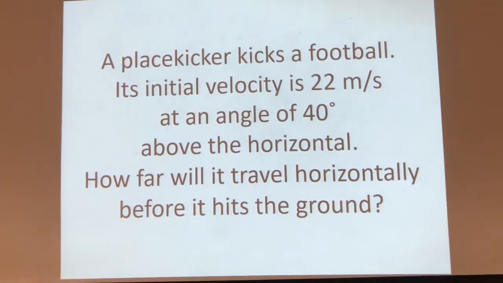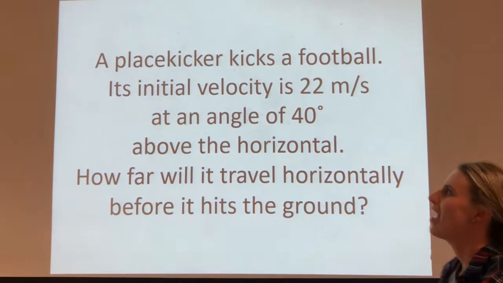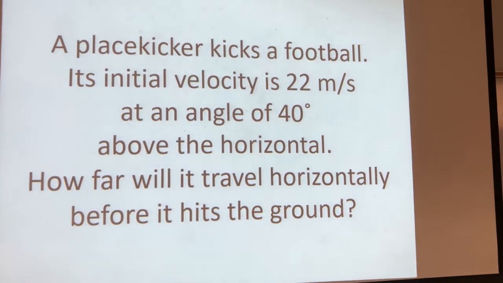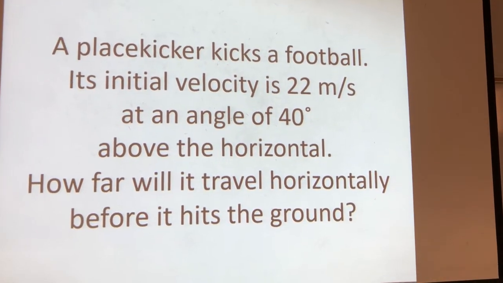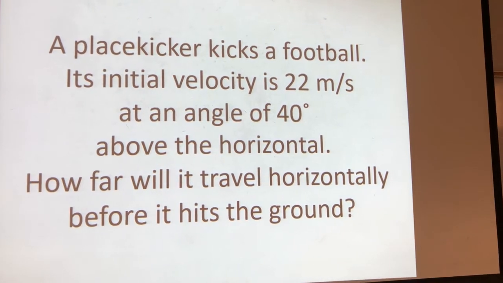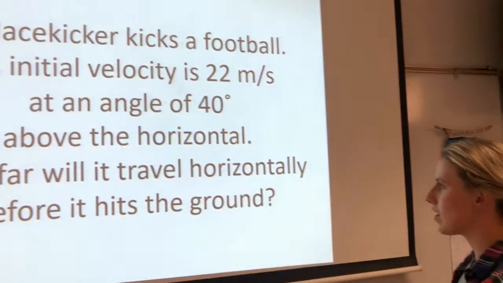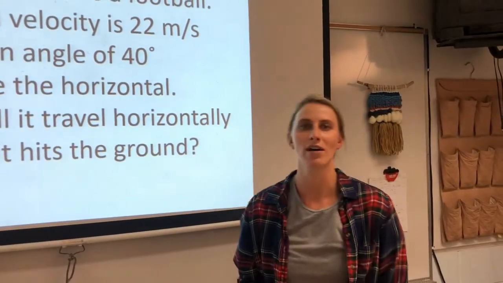Then, I would like you to answer this question. A place kicker kicks a football. Its initial velocity is 22 meters per second at an angle of 40 degrees above the horizontal. How far will it travel horizontally before it hits the ground? Good luck.